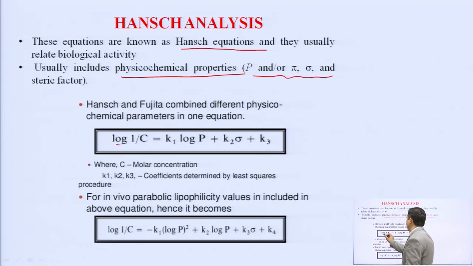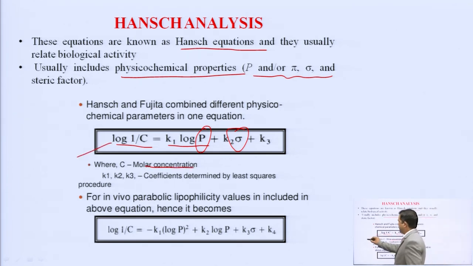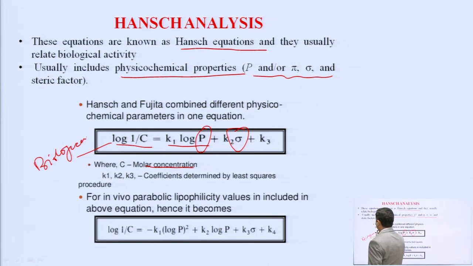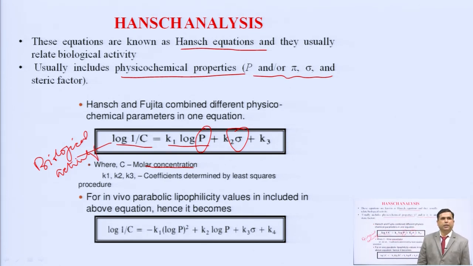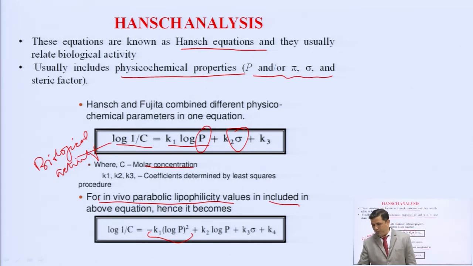So, here log 1/C equals k1 log P plus k2 sigma. Here we are taking the two parameters, log P and the sigma value, whereas C is the molar concentration, that is the biological activity. And k1, k2, k3 are the coefficients determined by the least square procedure, that we can apply with statistics. And for in vivo parabolic lipophilicity values, it is included in the above equation, hence it becomes k1 (log P)^2 plus k2 log P plus k3 sigma plus k4.